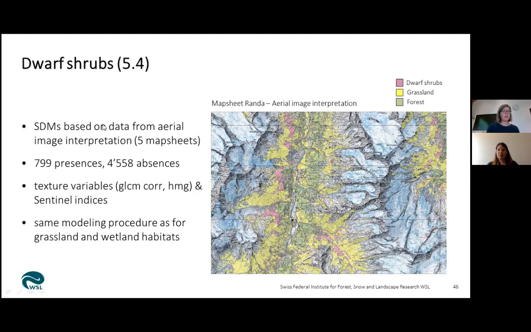The data was based on aerial image interpretation, which Anita Nussbaumer did for us, on just 5 map sheet areas. So we had almost 800 presences and a bit over 4,500 absences. And we used the Sentinel indices plus texture variables from the grey level co-occurrence matrix. And yes, as I said, the approach was the same as for the grassland and the wetland modelling. And that's just an example of the output for dwarf shrubs, which is class 5.4.